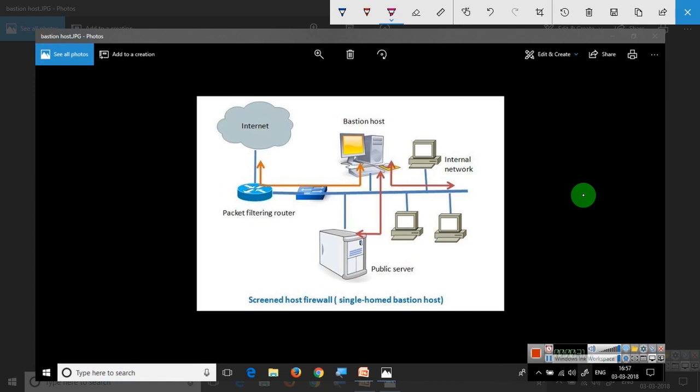So what is happening is, if someone wants to use the internet, first their data is forwarded to the bastion host firewall. It checks whether the rules are fulfilled or not. If the rules are fulfilled, then it forwards the data to the internet, or vice versa. If you want to ping a public server, you first have to send your packet to the bastion host, and that packet will be checked and then the details forwarded to the public server. So yeah, it's according to the definition.